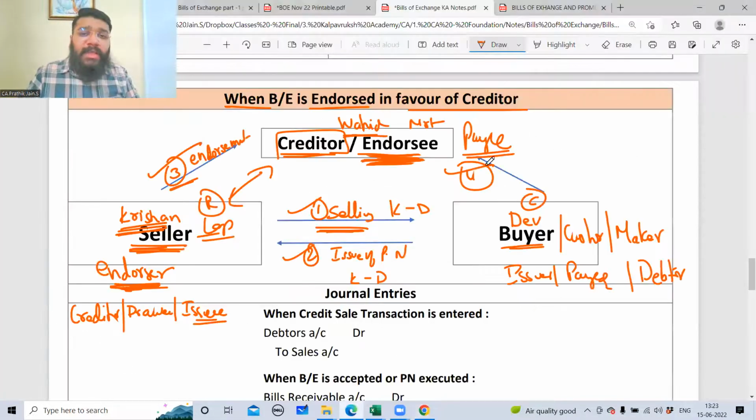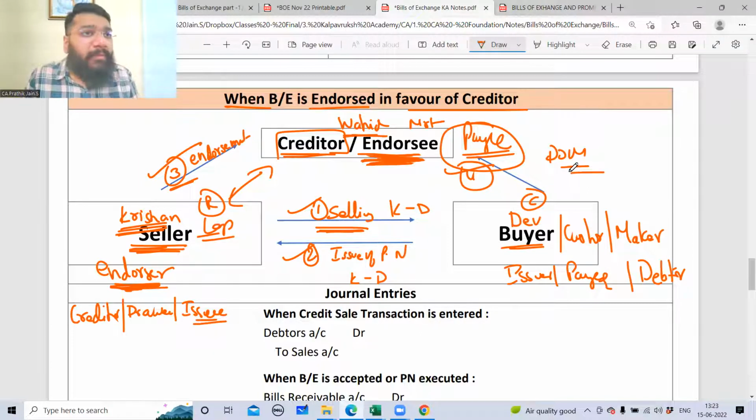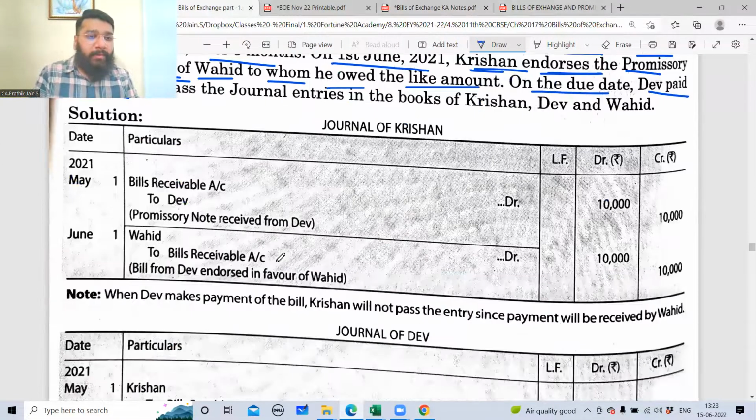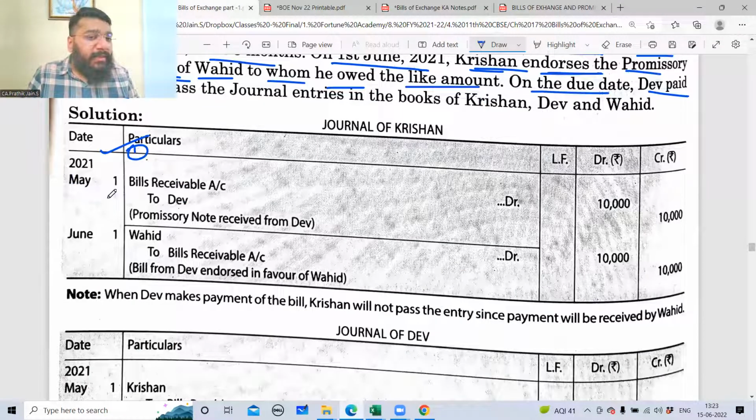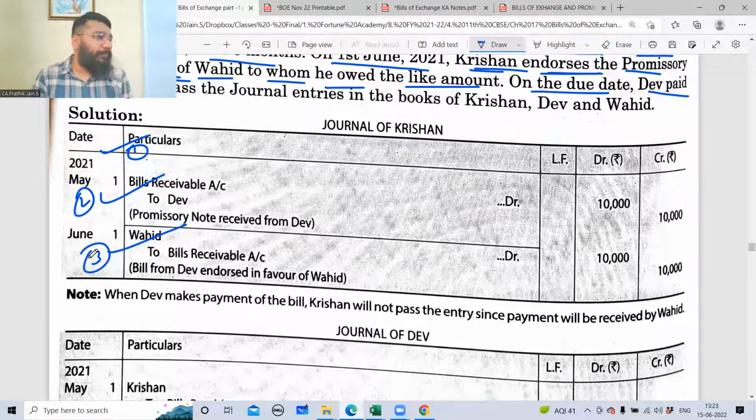Now the fourth transaction is happening between Wahid and Dev, that is on the date of maturity. On the date of maturity, Wahid is going to collect money from Dev. Will Krishan record that in his books of accounts? Not required. So coming back, the first entry was the sale entry, the second entry was the bill entry, the third entry was the endorsement entry.